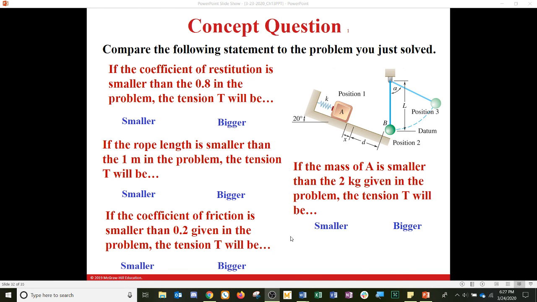And then the very last question here is what happens if we change the coefficient of restitution, if we change the rope length, if we change the coefficient of friction, if we change the mass of A. And so give that some thought. And that kind of wraps up our video today on the content from March 23rd.